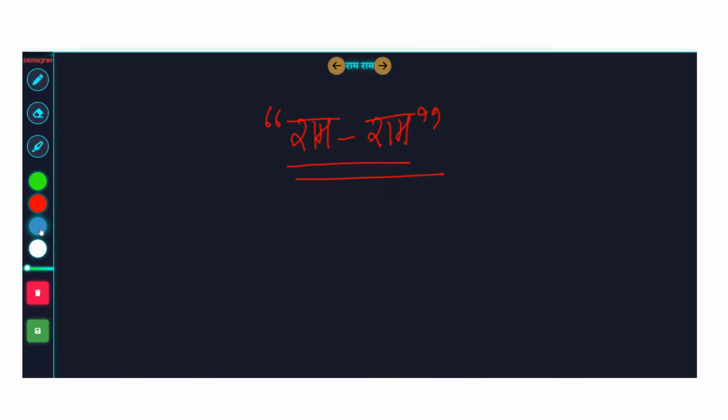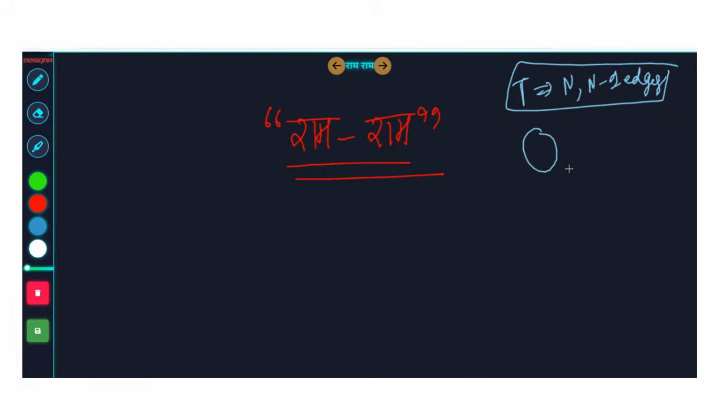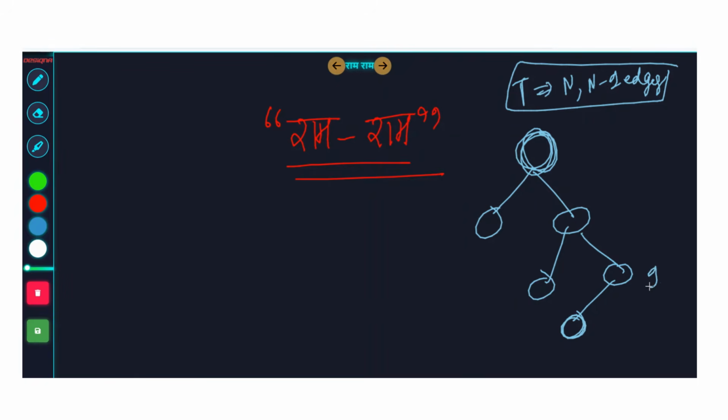A tree is given to you. A tree is nothing but a graph with n nodes and n minus 1 edges, right? So a tree like this is given to us. Each node has a value 1 or 0. So let's call these node number 1, 2, 3, 4, 5, 6.